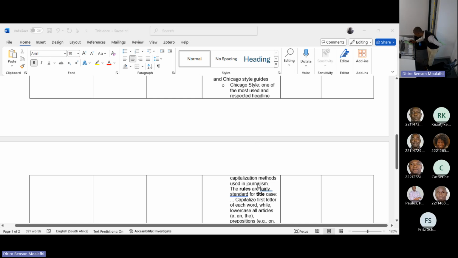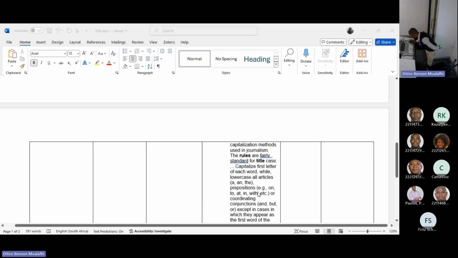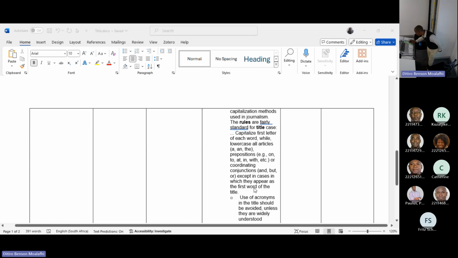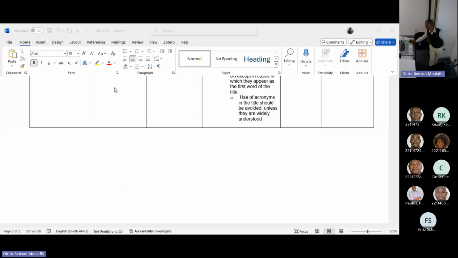The rules include capitalize the first letter of each word, while lowercasing all articles, prepositions, and coordinating conjunctions. I think it is similar to the title which I've used there, which of course was adopting the sentence case. So I wouldn't go into the details. Use of acronyms in titles is actually discouraged.